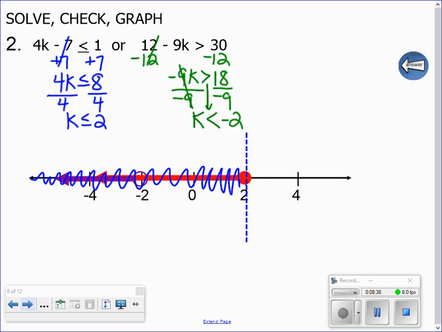So our solution here would be everything from 2 to below. Because this is an OR, it doesn't just have to be where they intersect. It could be where they don't intersect as well.